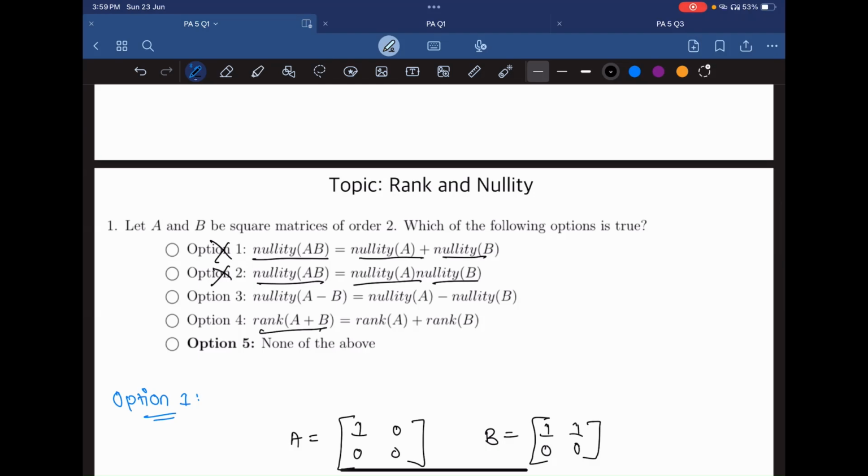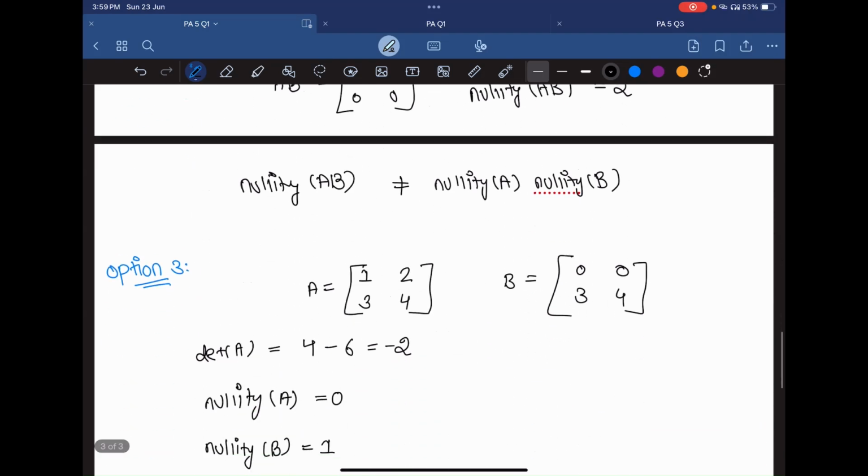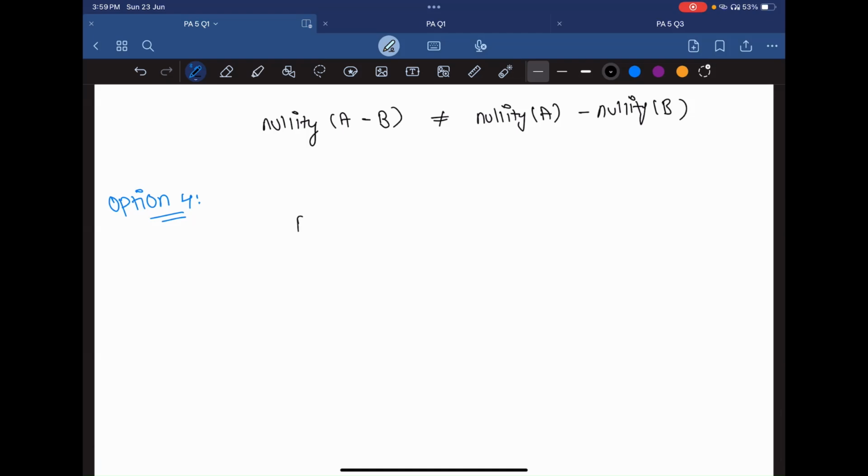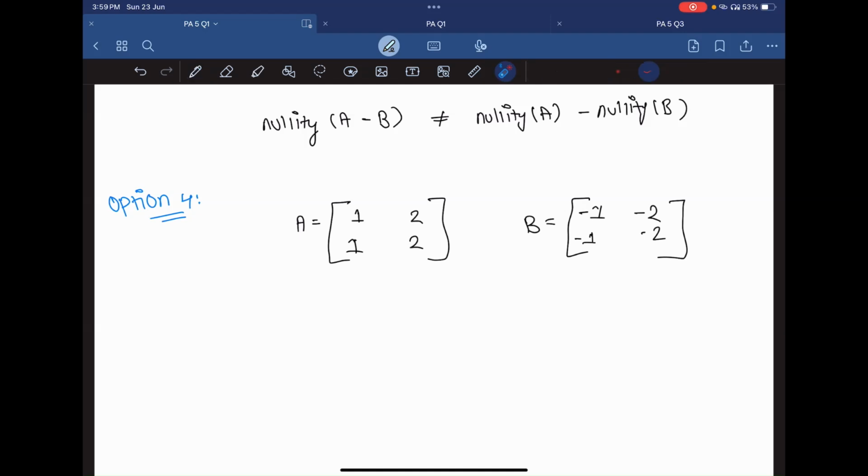Rank of A plus B equal to rank of A plus rank of B. So let's take an example for our matrix A to be this, and B to be nothing but just the negative of A. Now, as we can see that the first and second row are the same, so when we try to reduce this matrix, the second row would become 0 and we will get only one pivot element. So the rank of A would be 1. And similarly, the rank of B would also be equal to 1.